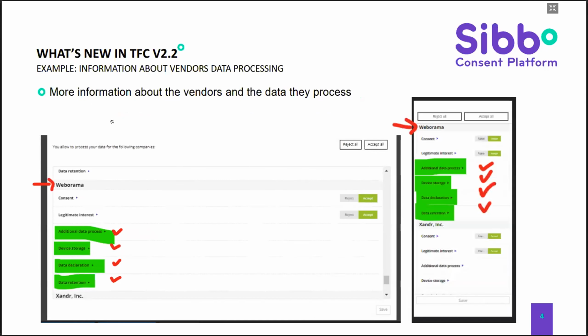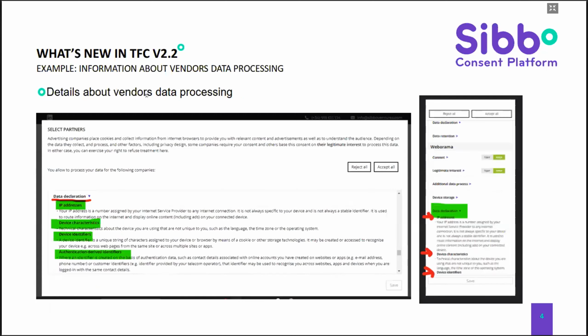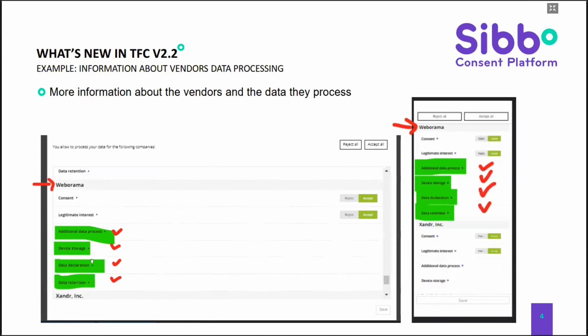And there is more information about the vendors and the data they process. We classified the vendors' information in these items: additional data processing, device storage, data declaration, and data retention, both for web and mobile. This is similar to Smart TV and Hybrid TV. And if you just click on the arrows, you can see all the fields that are under these items.